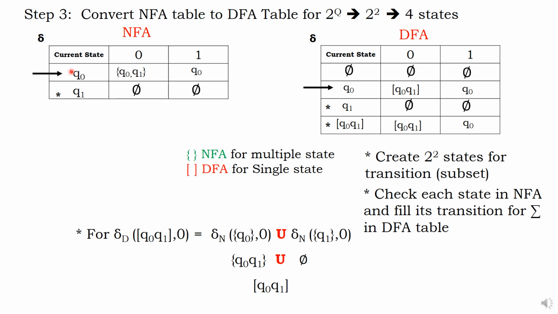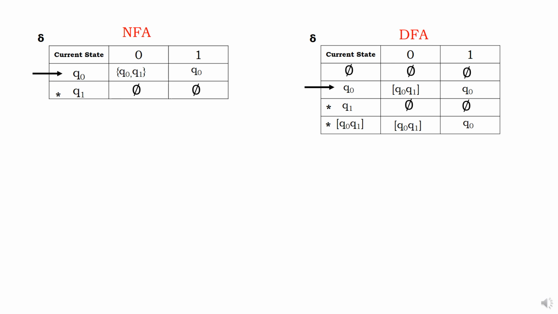Now, who is the initial state? Q0. Here also Q0. Who is the final state? Q1. Wherever there is Q1, that is final. Remember, wherever there is Q1, that is final. Next. My DFA table is ready.